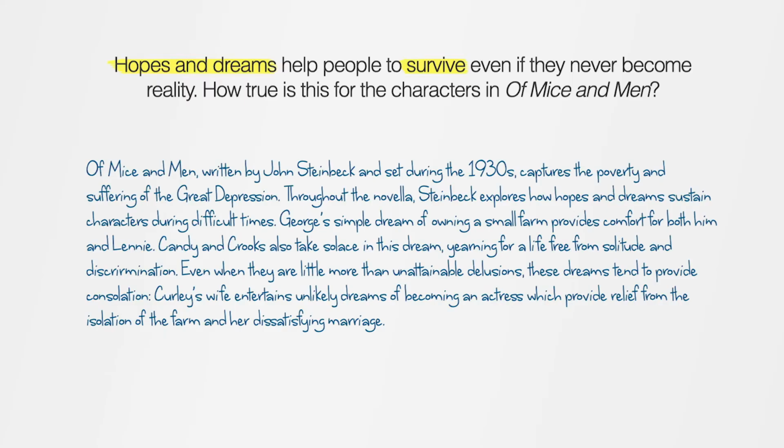Here's an introduction to an essay topic on Of Mice and Men. Of Mice and Men, written by John Steinbeck and set during the 1930s, captures the poverty and suffering of the Great Depression. Throughout the novella, Steinbeck explores how hopes and dreams sustain characters during difficult times. George's simple dream of owning a small farm provides comfort for both him and Lenny. Candy and Crooks also take solace in this dream, yearning for a life free from solitude and discrimination. Even when they are little more than unattainable delusions, these dreams tend to provide consolation.